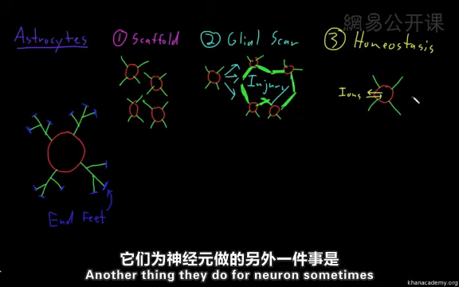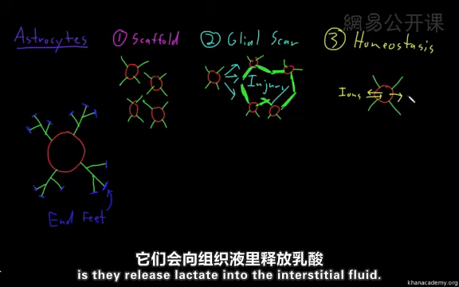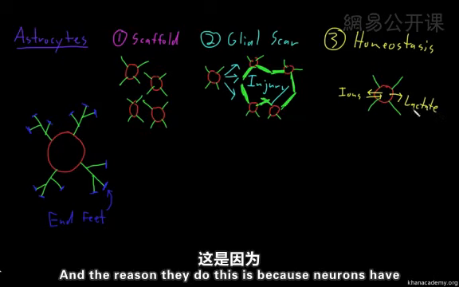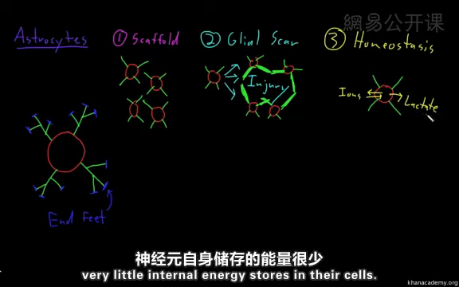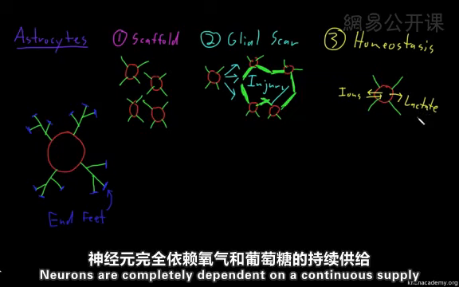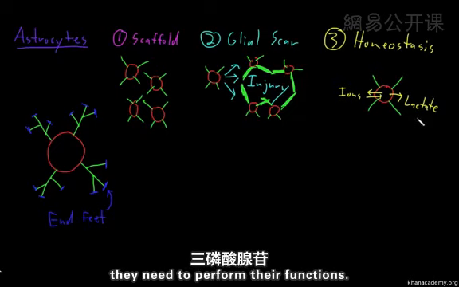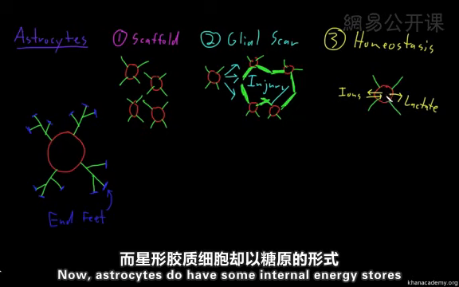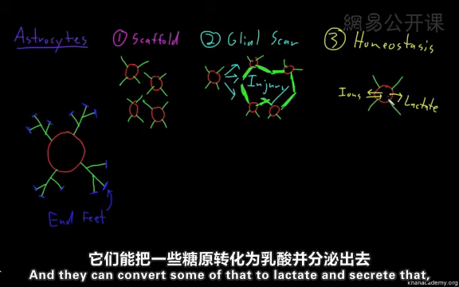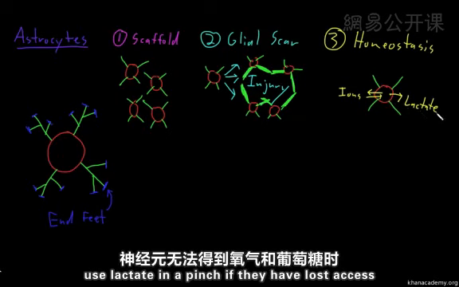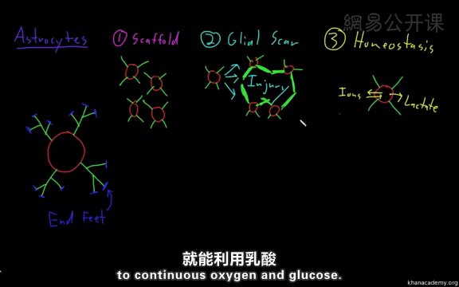Another thing they do for neurons sometimes is they release lactate into the interstitial fluid. And the reason they do this is because neurons have very little internal energy stores in their cells. Neurons are completely dependent on a continuous supply of oxygen and glucose to have all the adenosine triphosphate they need to perform their functions. Now, astrocytes do have some internal energy stores in the form of glycogen, and they can convert some of that to lactate and secrete that so that the neurons can use lactate in a pinch if they have lost access to continuous oxygen and glucose.